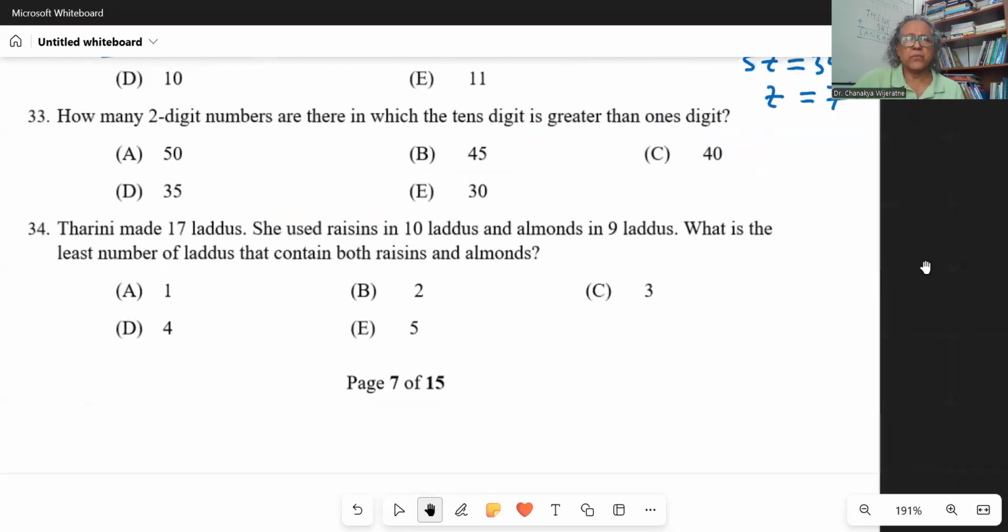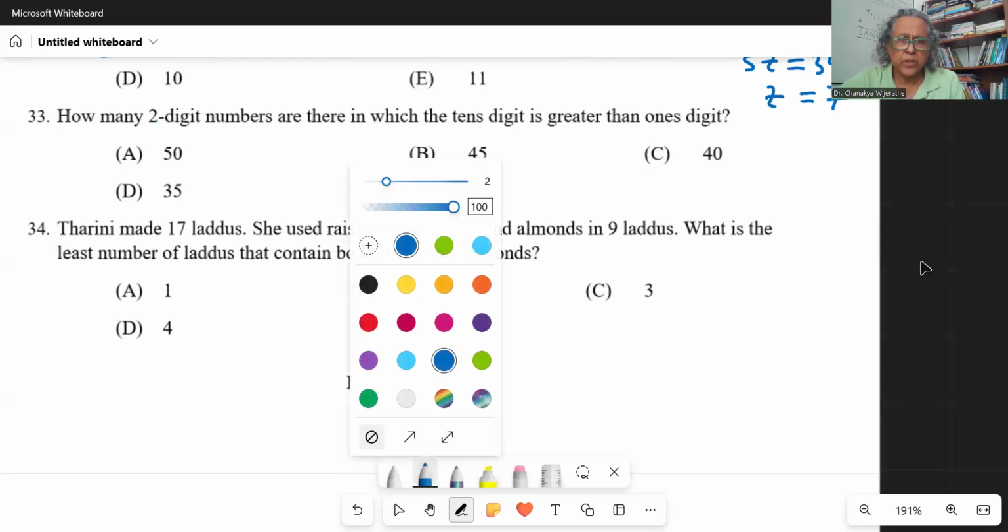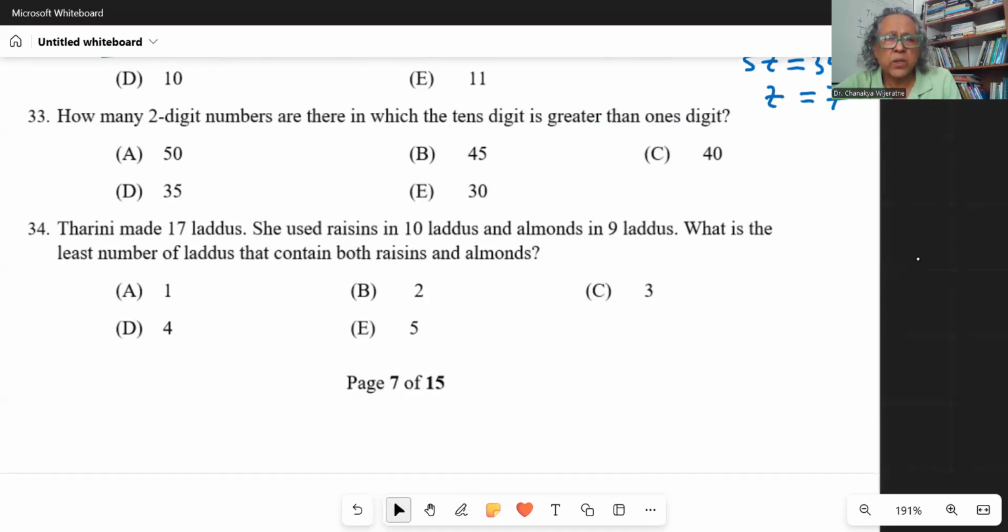How many 2-digit numbers are there in which the 10th digit is greater than 1's digit? So let's write them. Starting with 1 in the 10th place, we have only 10, because the 1's digit has to be less than the 10th digit, right? Now 2 in the 10th place, we can have 20 and 21. And 3 in the 10th place, we can have 30, 31, 32. Now we see a pattern, right?